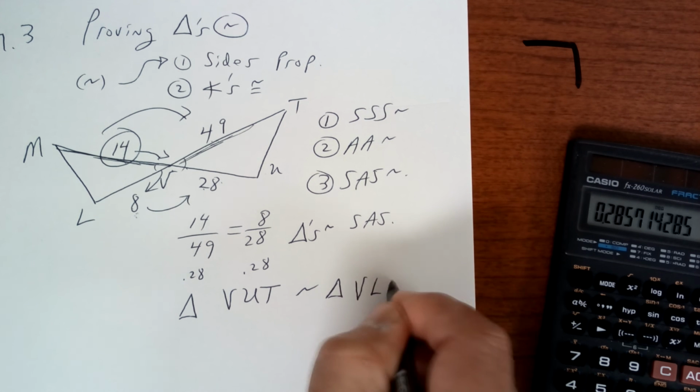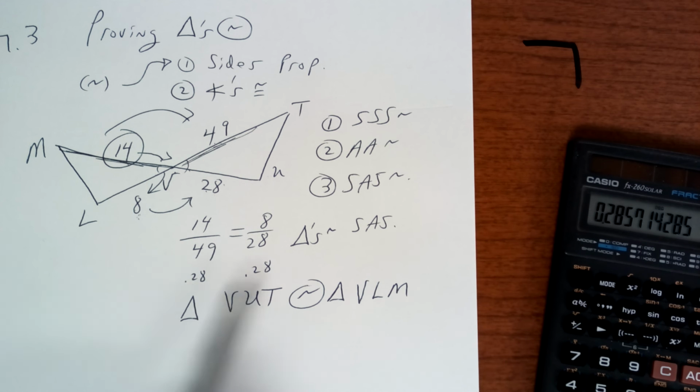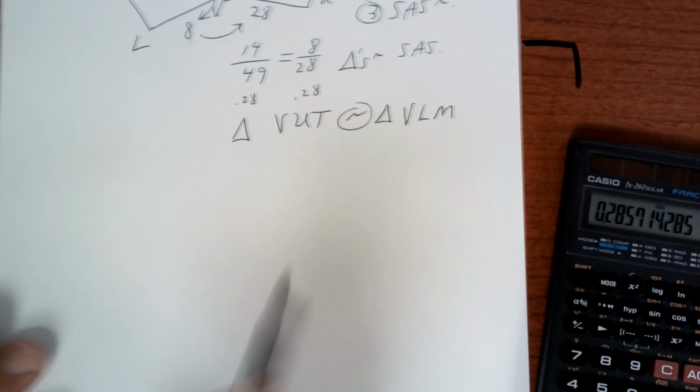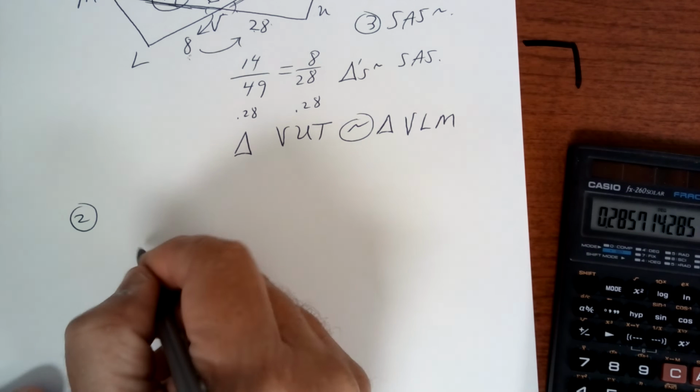And there it is. The triangles are similar. Now, if it failed, like if this was not 0.28, maybe it was 0.3, then it wouldn't match up, and you would say not similar. Okay? Let's try another one. Let's try number 2, or example 2. Copy this down right here. Draw these two triangles.